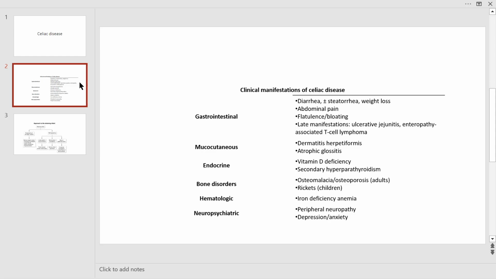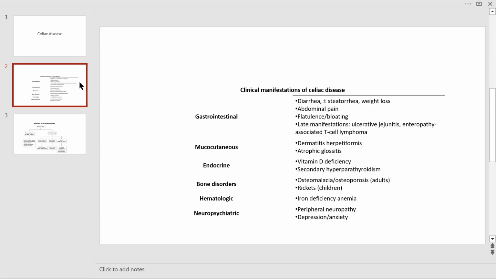In our hospital, there was an episode where we found a patient who presented with atrophic glossitis.